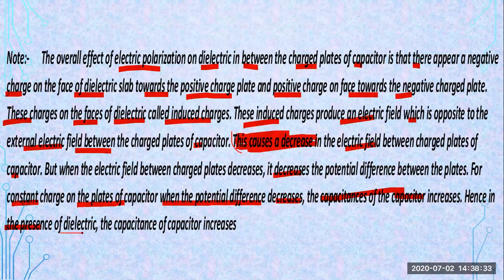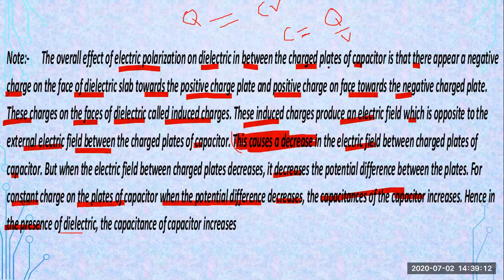There is another important question which is asked: what is the effect of dielectric between the charged plates? So look, this is basically Q is equal to CV, so capacitance C is Q divided by potential V. A decrease in potential will increase the capacitance, and this potential decreases with the decrease of the electric field between the plates. So with this, the capacitance of the capacitor will increase.